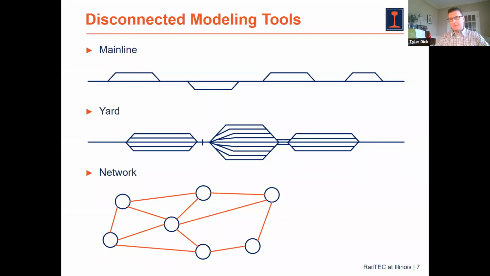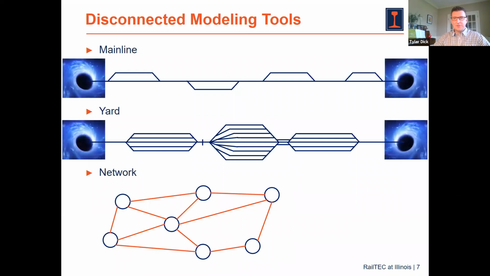One of the problems when we look at tracking the interactions between these different tools is that they're all disconnected. They don't really consider each other in their modeling and simulation process. So if we look at our main line and yard terminals, at the ends of the main line, where we should have a terminal, we really just have a black hole where the trains disappear to.